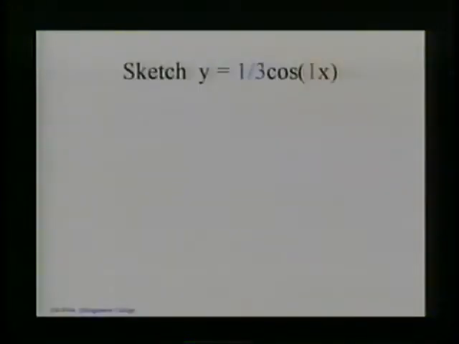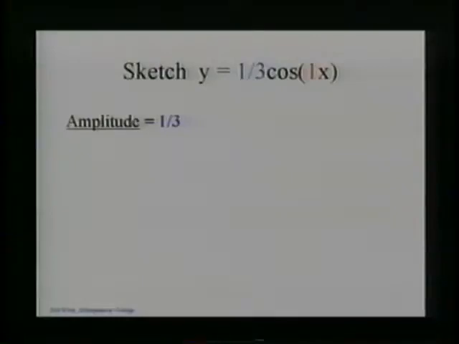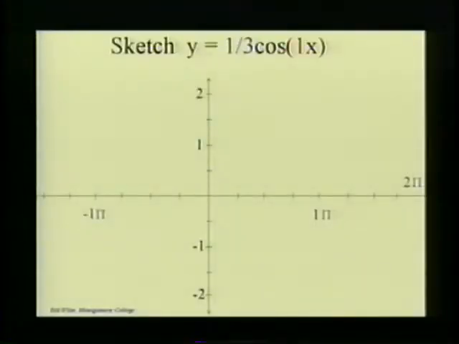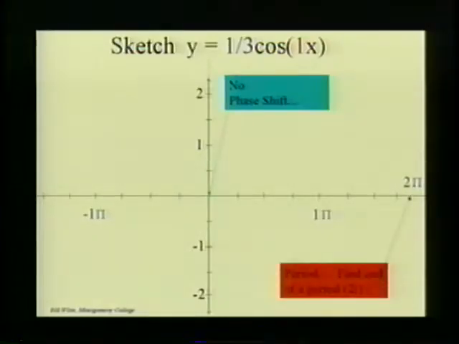Okay, then we'll quickly do another one. Now this one I want to do because it's a cosine. What's the amplitude of this thing? It's going to be the 1/3. The frequency over 2 pi is the number in front of x. Once again, this is a pretty easy one, it's 1. The period is going to be 1 over that number times 2 pi, which is 2 pi. And then the phase shift, once again, we have no phase shift. So we'll start off right at 0, not really at the origin because it's a cosine, but basically at 0. And we're going to end again at 2 pi.